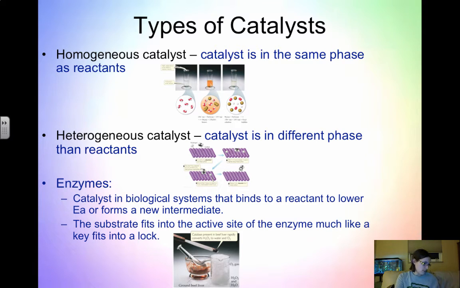So there are a few different types of catalysts that we can have. We can have a homogeneous catalyst, a heterogeneous catalyst, or we can have an enzyme. A homogeneous catalyst is simply a catalyst that's in the same phase as the reactants. For example, if we have a gas phase reaction and a homogeneous catalyst, it would also be a gas. A heterogeneous catalyst is one that's in a different phase than the reactants.